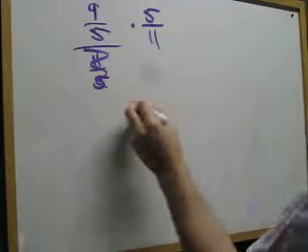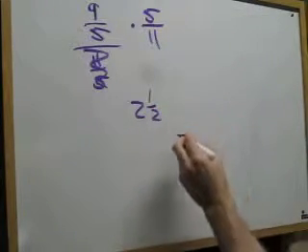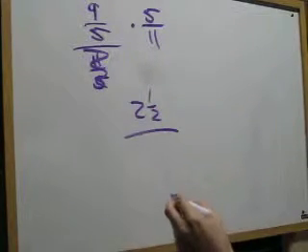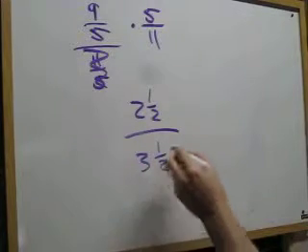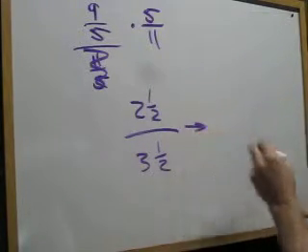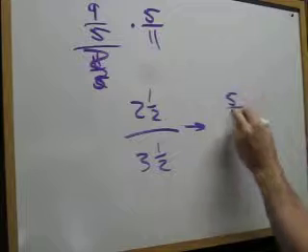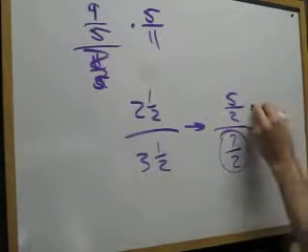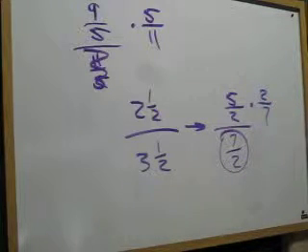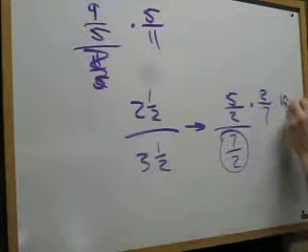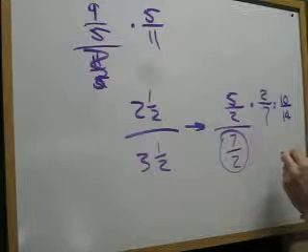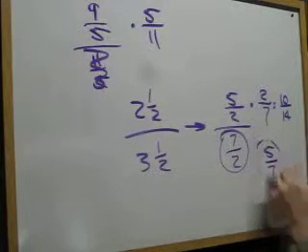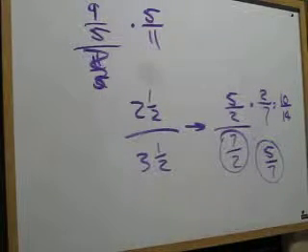All we did was flip the bottom one upside down and multiply and then reduce. 15 would be the same way, but we have 2.5 to 3.5. So what you're going to do is change those to improper fractions first, and then you're going to take this, flip it upside down and multiply. And you end up with 10 over 14, which you'll reduce to 5 over 7 for your answer on that one. So that's the only rough thing there.